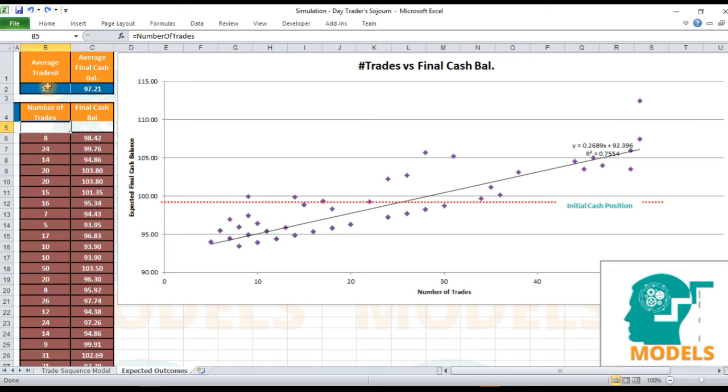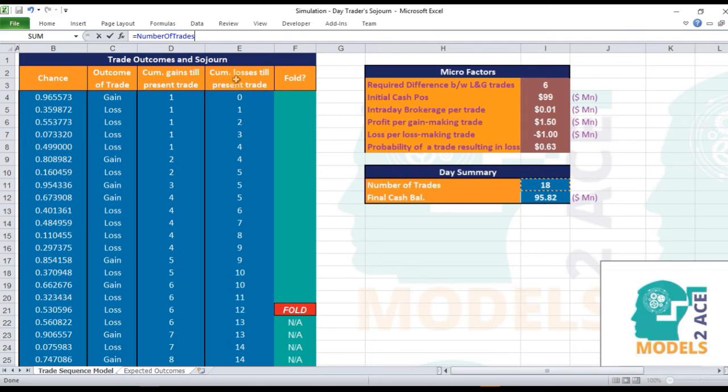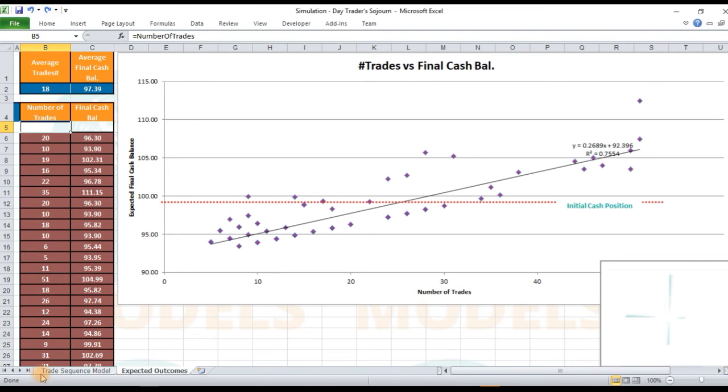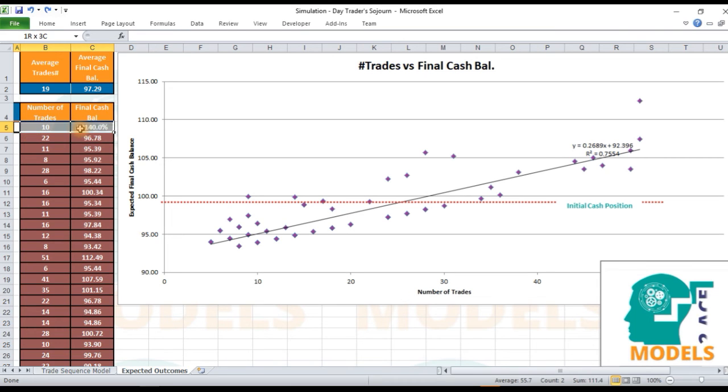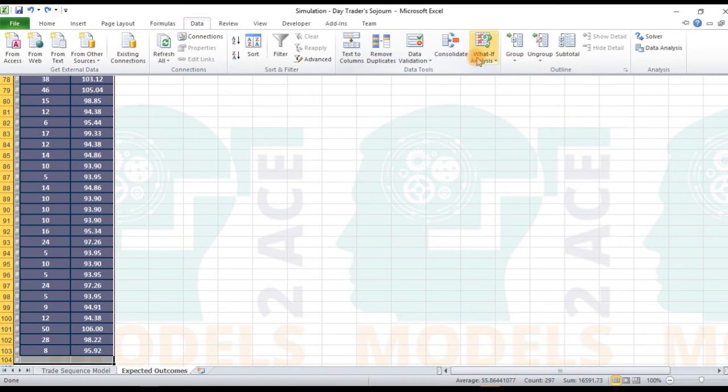Along this column, we list out the values of the number of trades. Under this column, we point this cell to the value of number of trades, produced by the simulation model, in the previous tab. In the next cell, we point to the corresponding value of final cash balance. Instead of manually repeating this 98 times, we will use Excel's data table to automate the generation of this table.